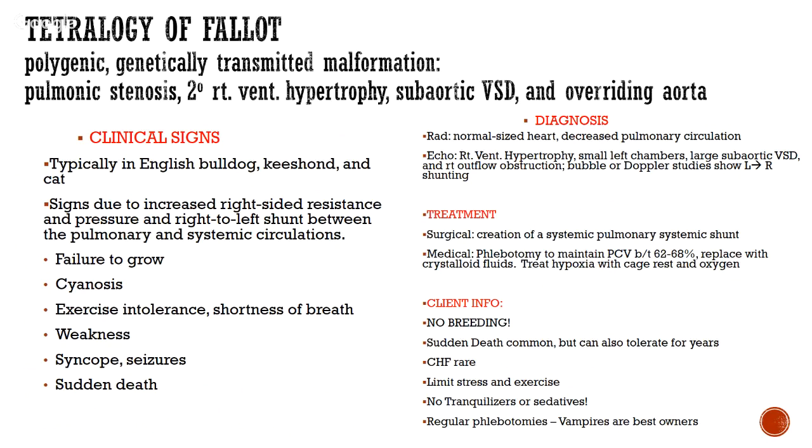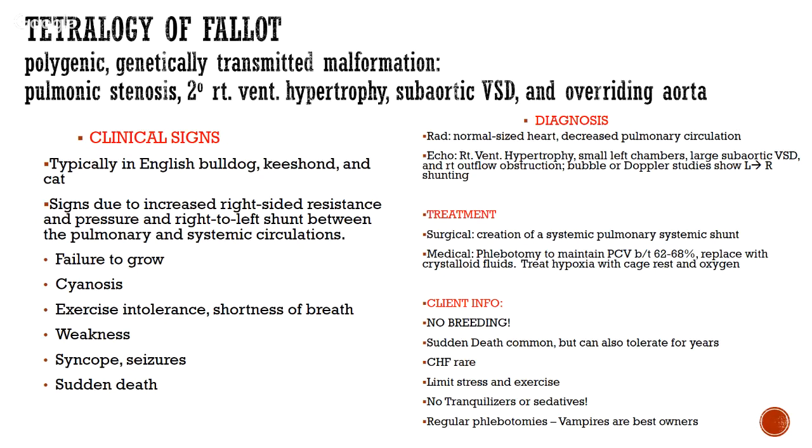Pulmonic stenosis, we just talked about that. Secondary right ventricular hypertrophy, due to the pulmonic stenosis. Remember, we said that it was something that happens because we have a backup in the pulmonic artery. Subaortic ventricular septal defect. So that's happening within the septum of the ventricle between the right and left sides. Overriding aorta, so it's coming over that spot. So we're getting basically a backup of the heart on all sides.